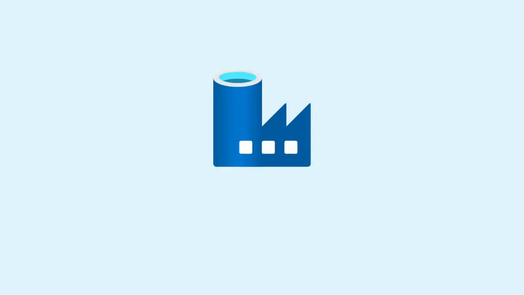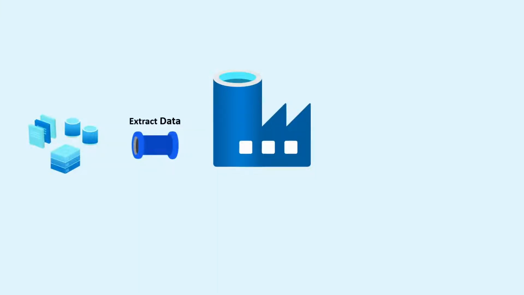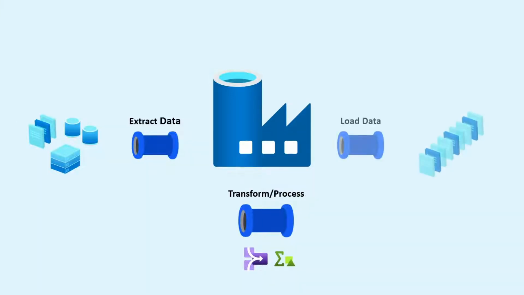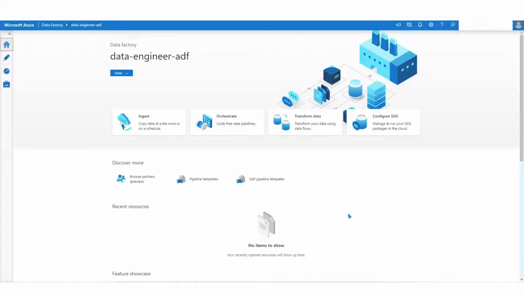For example, you may have pipelines responsible for extracting data from different sources. You may have a pipeline or pipelines responsible for transforming and processing the data. And lastly, you may have some pipelines loading that processed data into a target system. Let's dive into the Data Factory UI.